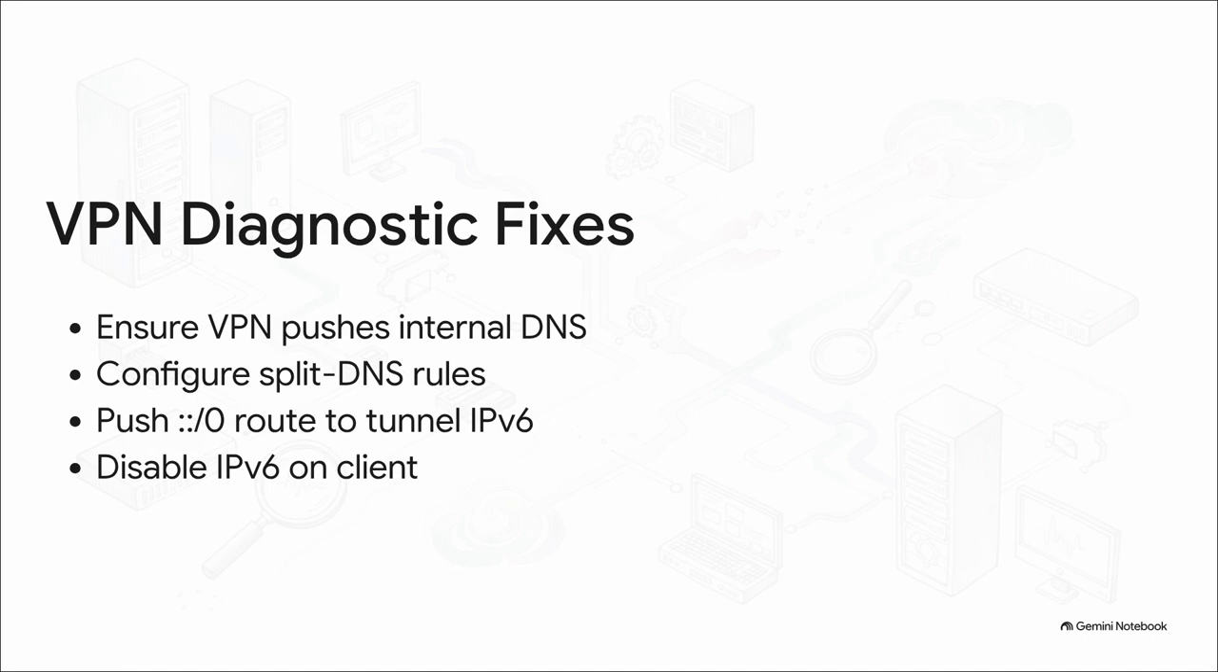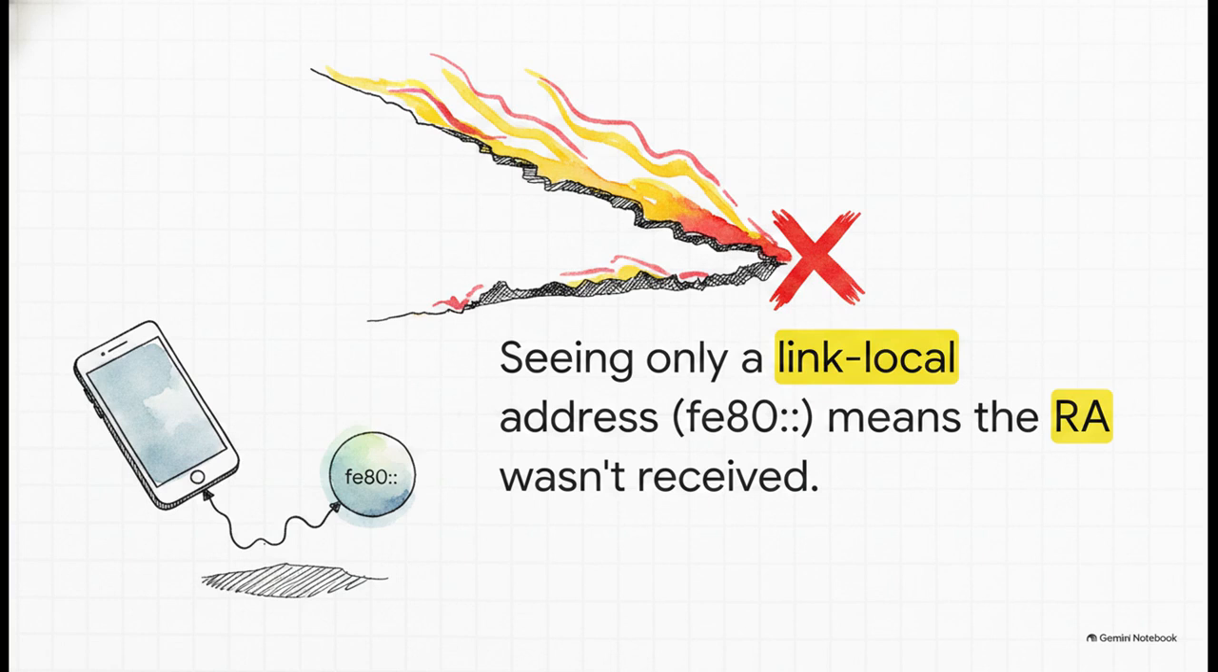Also, if users are reporting random application failures that seem to change depending on which DNS server answers, you've got a split DNS issue. Make sure the VPN is pushing the correct internal DNS server and configure those split DNS rules properly. When you're supporting mobile clients, troubleshooting can be super tricky because operating systems like iOS aggressively rotate their privacy addresses per network or even per connection. But I have a rapid-fire diagnostic tip for you. If you look at an iOS or Android device's Wi-Fi settings and it is only showing a link local address, the one starting with FE80::, and there's no global unicast address, you instantly know the problem. It means the router advertisement was never received by that device.